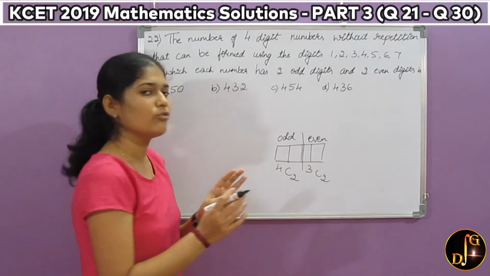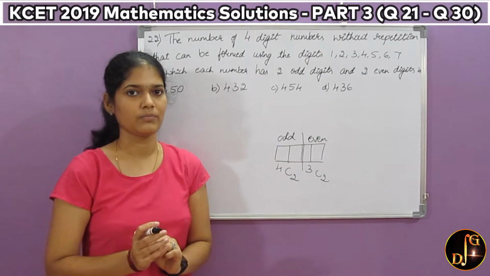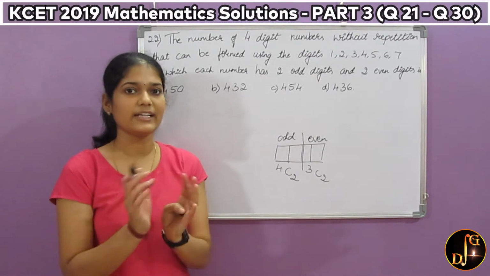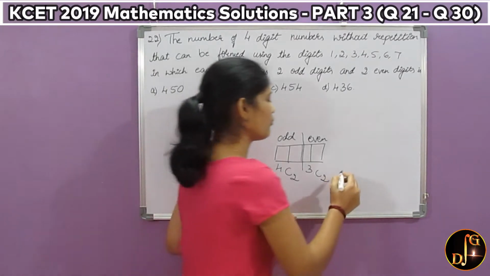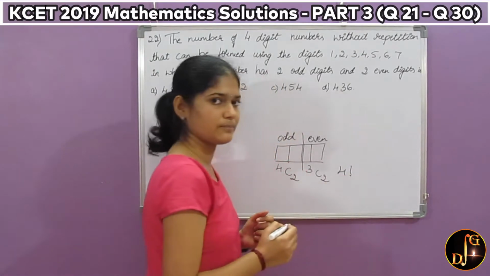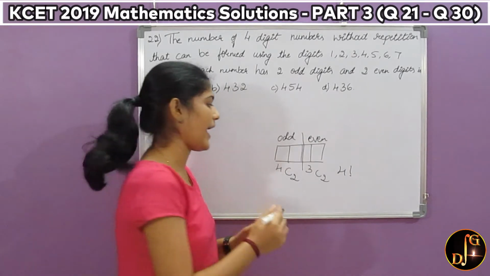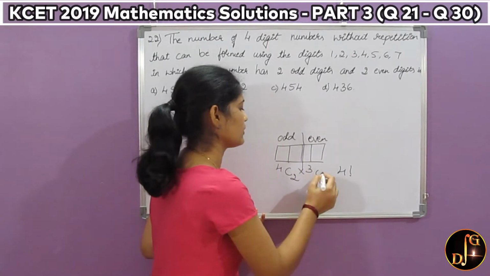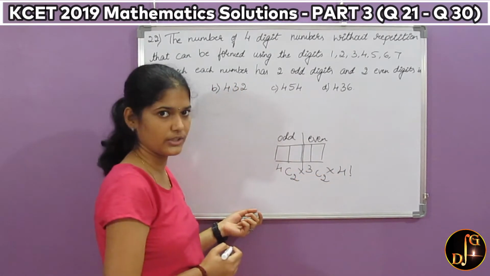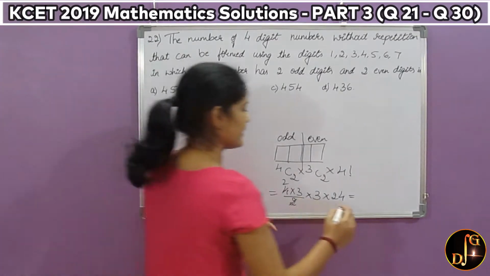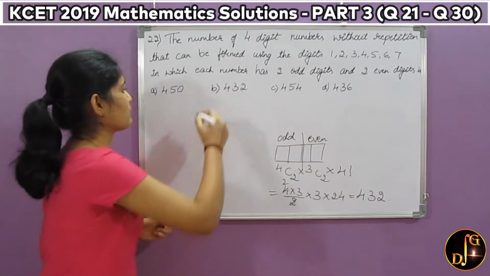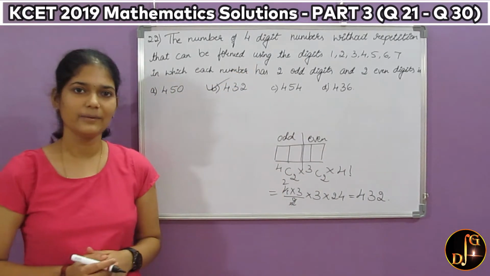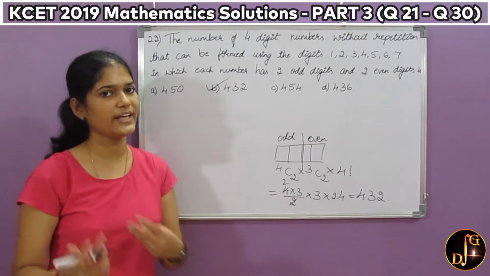Right? Now we have chosen 4 digits. But it can be written in any of the forms, right? That means it can be written in 4 factorial ways. So the final answer is 4C2 into 3C2 into 4 factorial. So the final answer is 432. That is option B. Right? Now let's move on to the next problem.